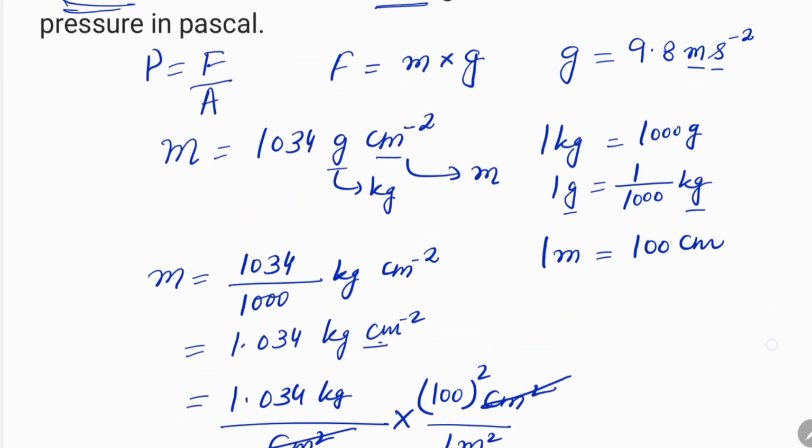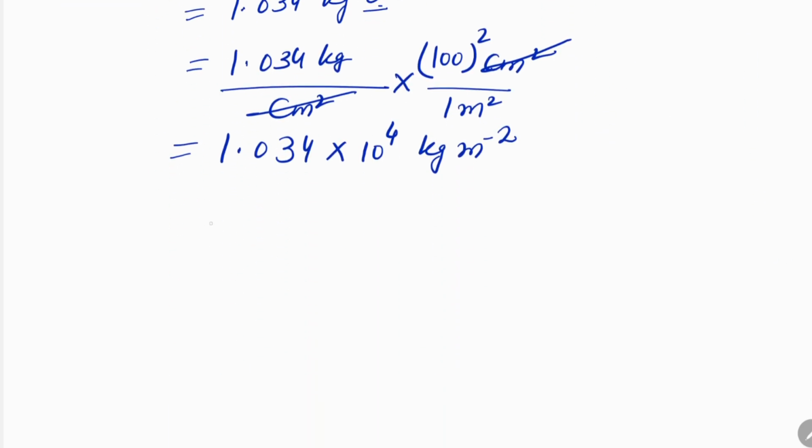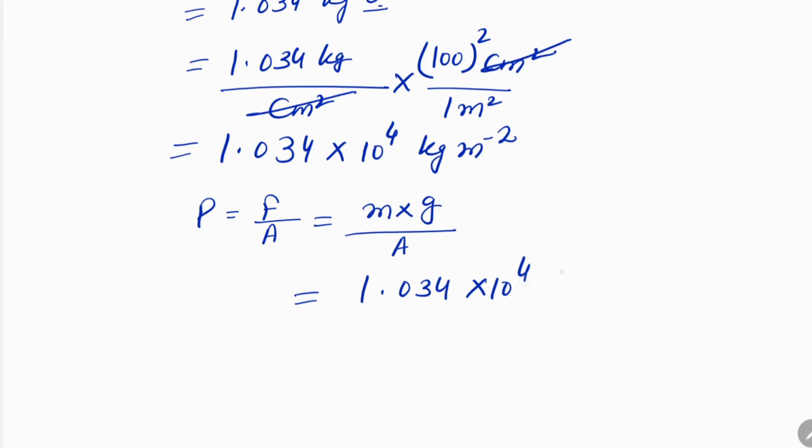So this is your mass. Now you can use this formula, which is pressure is equal to force upon area. Force is mass into acceleration due to gravity, divided by area. Let's put the values over here. That is 1.034 into 10 raised to power 4 kilogram meter inverse square multiplied by 9.8 meter second square inverse, and area is supposed to be 1.